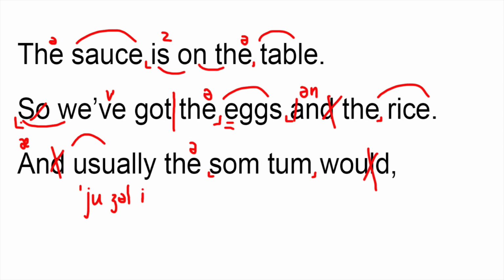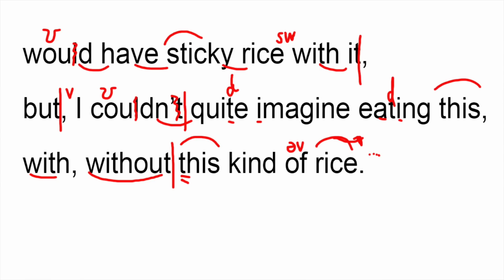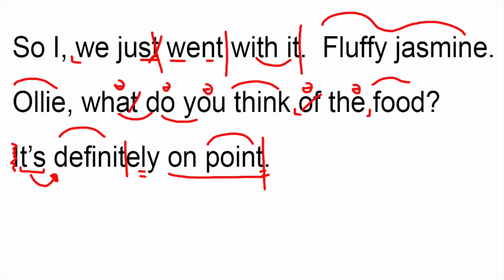The sauce is on the table, so we've got the eggs and the rice. And usually the sometimes would have sticky rice with it. But I couldn't quite imagine eating this without this kind of rice. So we just went with the fluffy jasmine. Ollie, what do you think of the food? It's definitely on point.